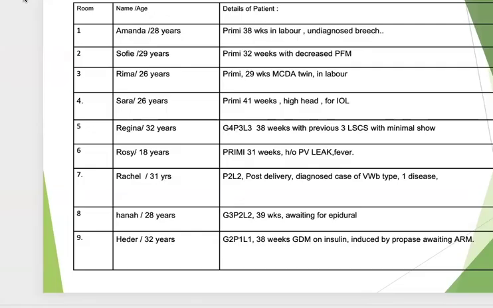Yes, the previous baby's weight was 3 kgs, and the estimated weight of the present baby is also 3.2 kg. Per abdomen, she is contracting 3 to 4 contractions over 10 minutes, and currently she is 2 to 3 centimeters dilated.